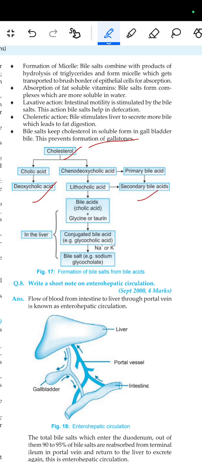Bile salt: cholic acid plus glycine or taurine. Conjugated bile acid plus glycocholic acid, Na+ or K+. Bile salt, sodium glycocholate. In the liver, the bile salt is formed from the bile acid.